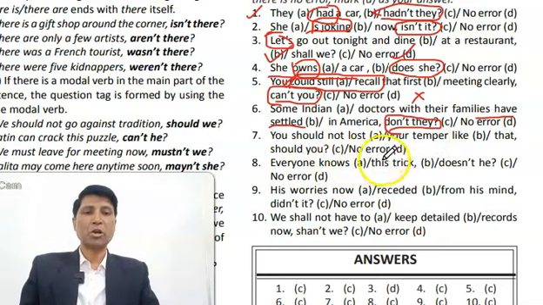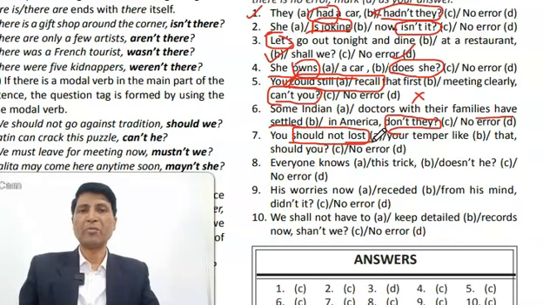You should not lost your temper like that, should you? Now let us consider the given statement. You should not lost. So if you see here, the main verb itself is wrong. Why? Because the modal verb is not followed by a past participle form of the verb.